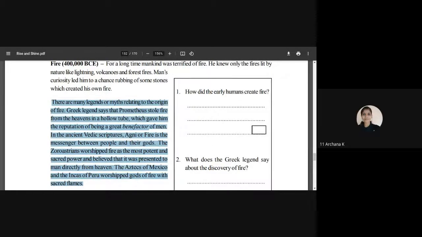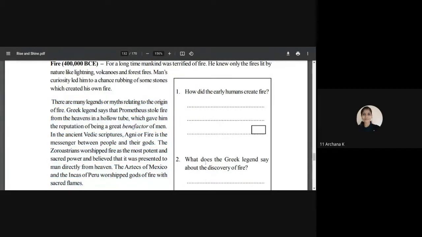There are many legends or myths relating to the origin of fire. Greek legend says that Prometheus stole fire from the heavens in a hollow tube, which gave him the reputation of being a great benefactor of man. In the ancient Vedic scriptures, Agni or fire is the messenger between people and their gods.